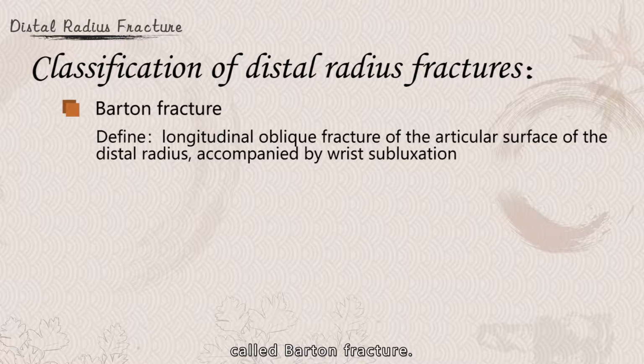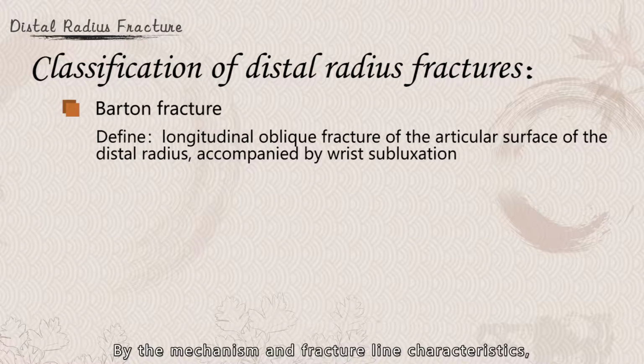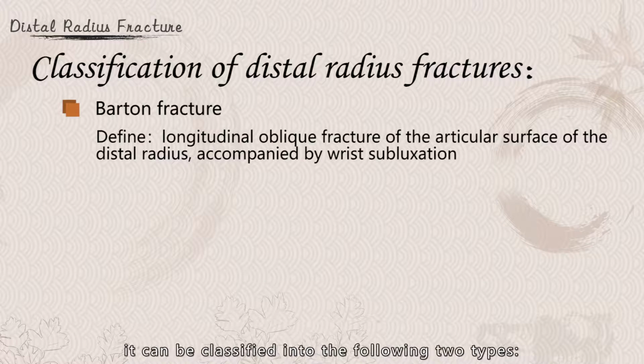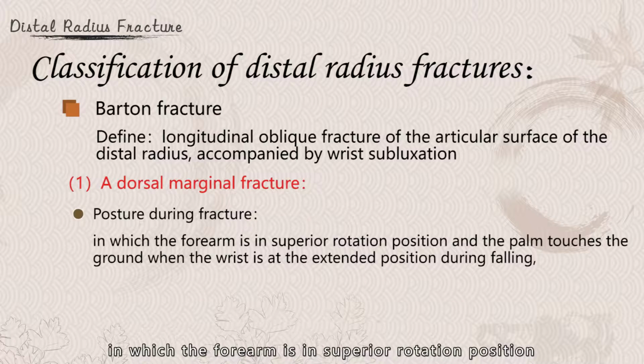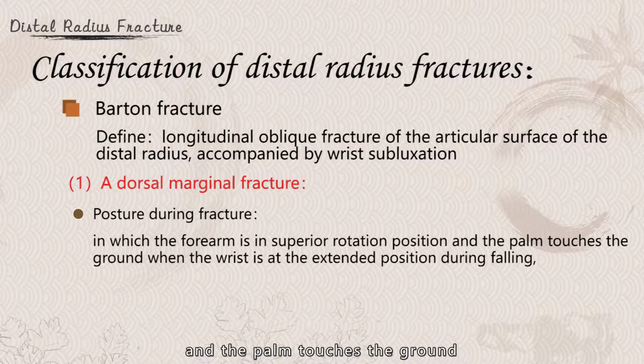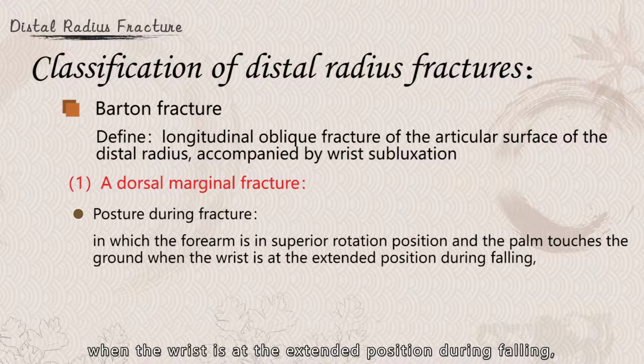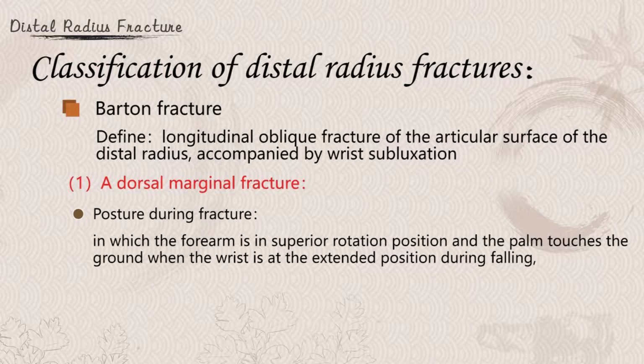called Barton fracture. By the mechanism and fracture line characteristics, it can be classified into the following two types. The first is a dorsal marginal fracture, in which the forearm is in supination position and the palm touches the ground when the wrist is at the extending position during falling.